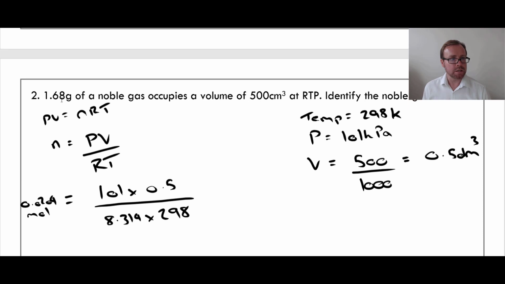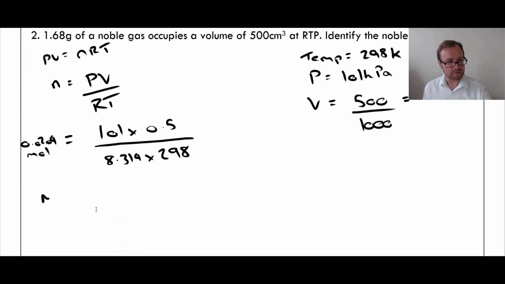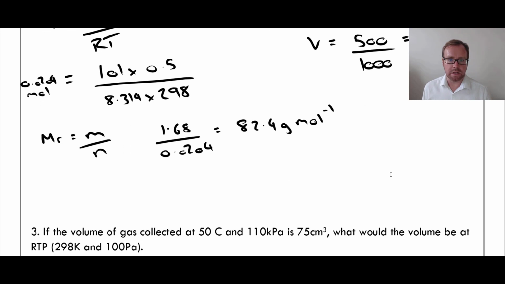So I know that I have 0.0204 moles of this noble gas occupying this volume at room temperature and pressure. I need to identify this noble gas, and I can do that by working out its Mr. So 1.68 over 0.0204 gives me a value of 82.4 grams per mole, and it's not going to be exact. So we look for the noble gas which is closest to 82.4, which is krypton.